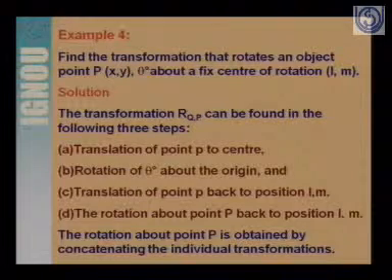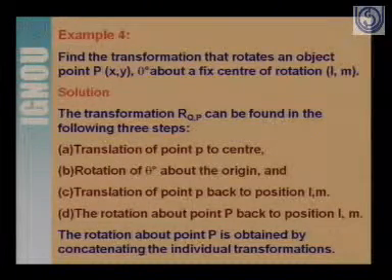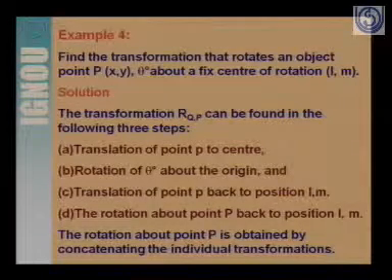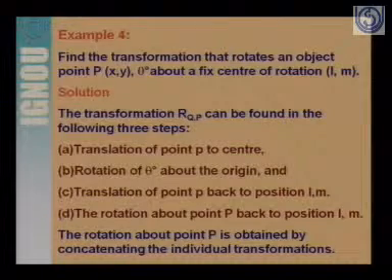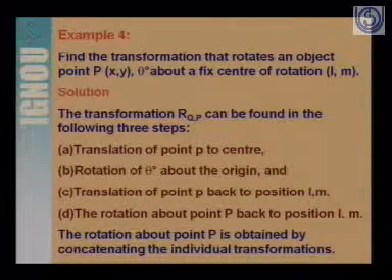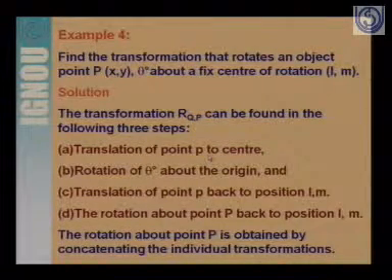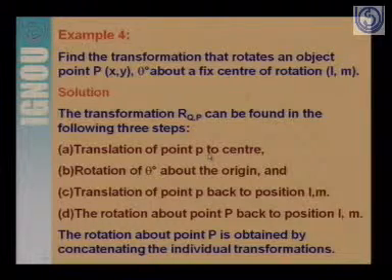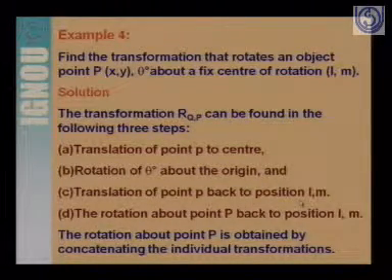Now let us take a very simple example: find the transformation matrix for rotating an object point P(x, y) by theta degrees about a fixed center of rotation (L, M). It is a very simple case that we have already discussed: translate from the point P to the origin, rotate it, and translate back to that point.